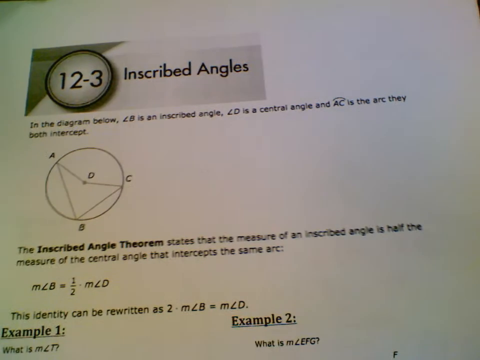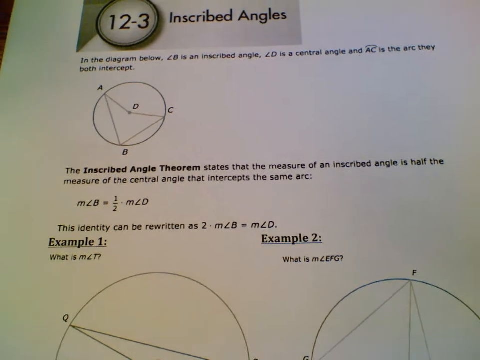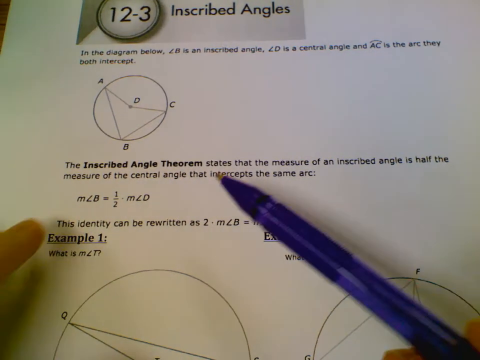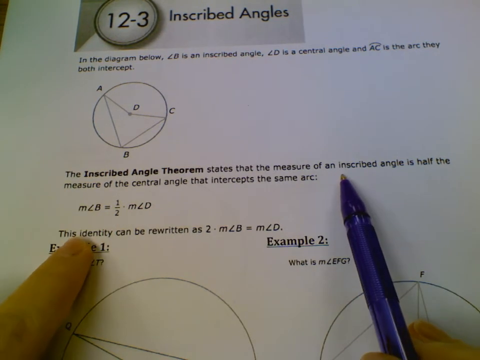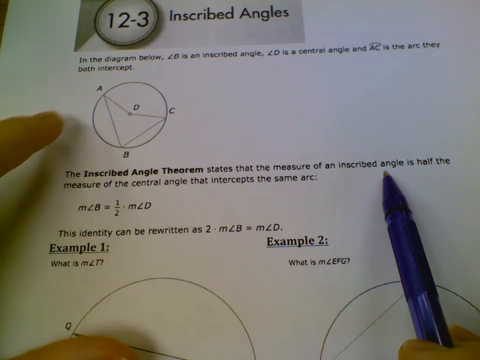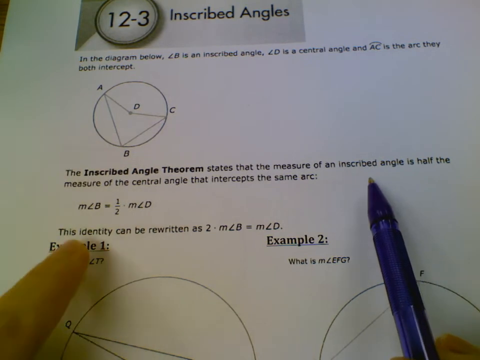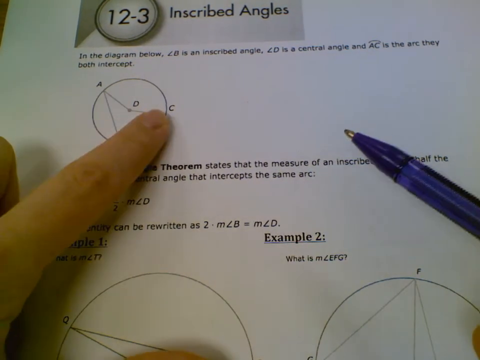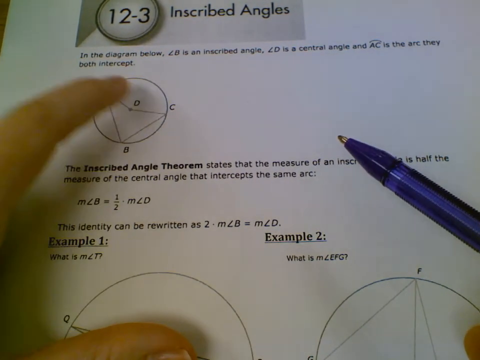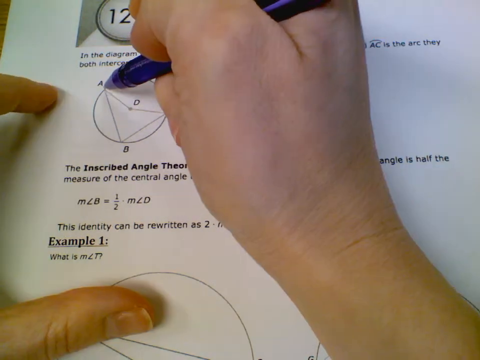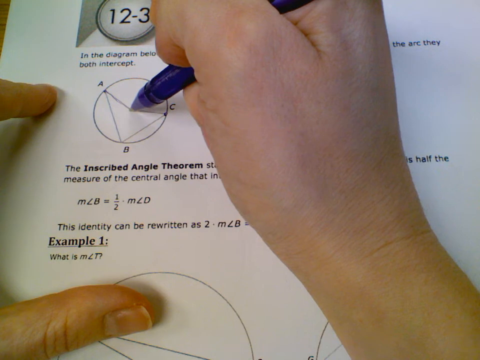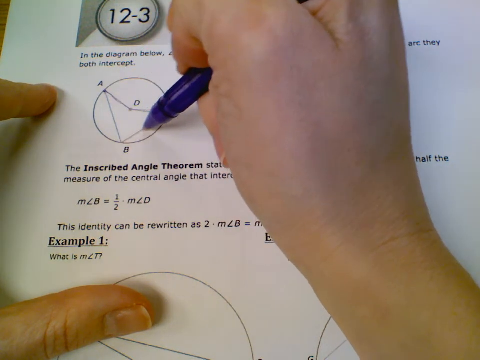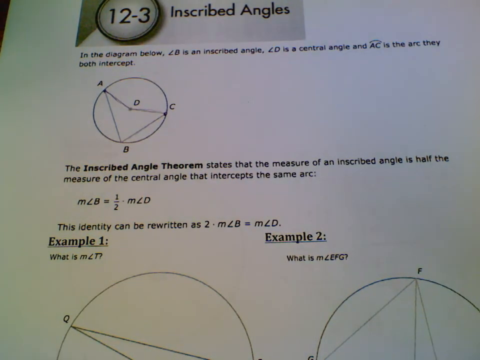So what we do is we can use this diagram to come up with a theorem, and that's the inscribed angle theorem. It states that the measure of an inscribed angle, which would be angle B, is going to be half of the central angle that intercepts the same arc. So notice that these two angles intersect at the same spots. That's what they're talking about in terms of you can use this theorem.